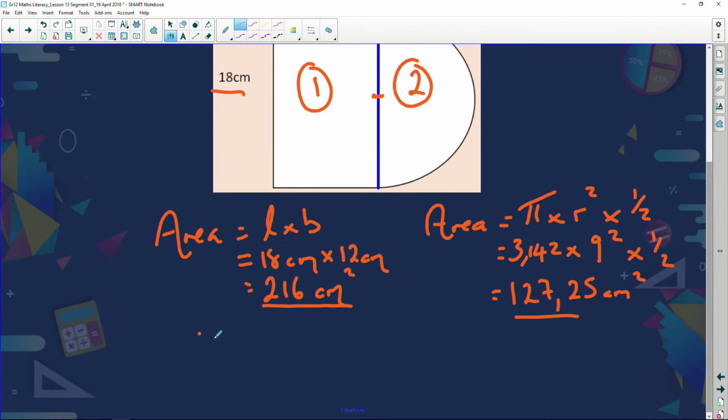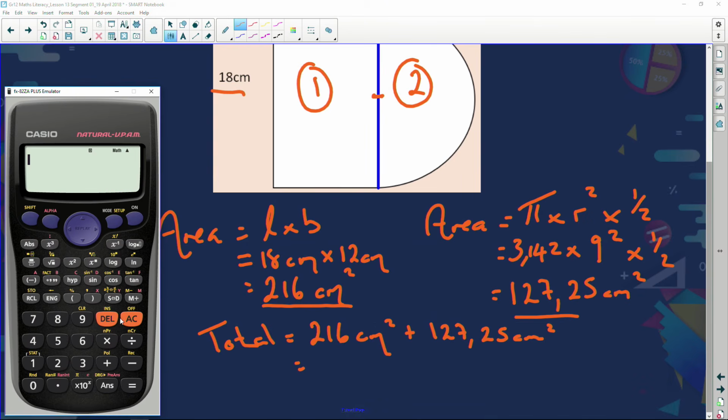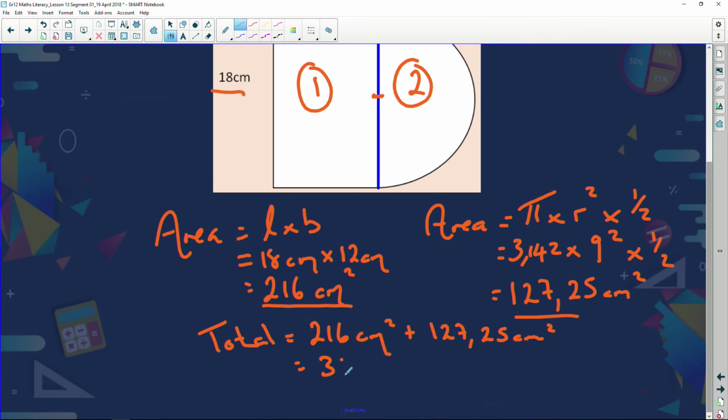Now, what's the total area? The total area, we're going to add the two up. I've got 216 centimeters squared. I'm going to add 127.25 centimeters squared. And out comes the calculator again. And we say 216 plus 127.25 equals, and my answer is 343.25 centimeters squared. That's not difficult at all, is it? Of course it's not.